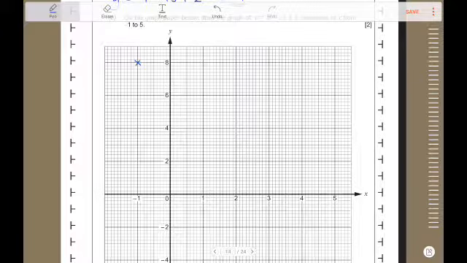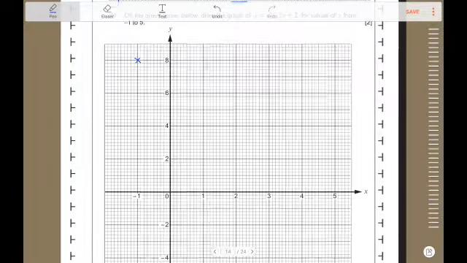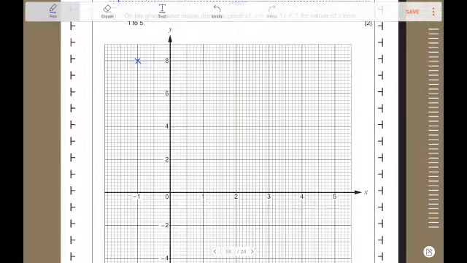Now use pencil when you're doing this, in your exam especially, but anyway, general rule, use pencil. If you make a mistake, you can rub it out. If you use pen, you're going to be in all sorts of a mess, especially in the exam. Second point, we have 0, 2. So 0, we don't move anywhere, and then we've got 2 on the y-axis, and we've got a nice little point there.